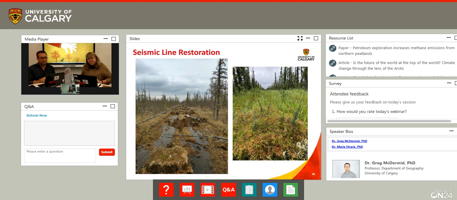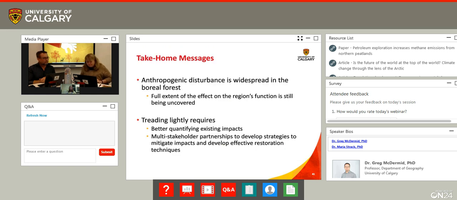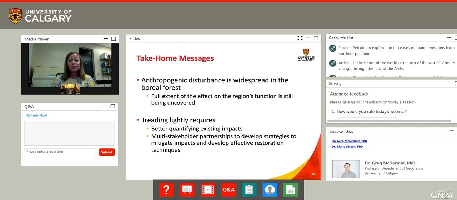So just to wrap up, and I know that there'll probably be a few more questions here, what are some of the take-home messages from some of the things we've talked about today? Well, I think we've shown that anthropogenic disturbance is fairly widespread in the boreal forest. And this extends beyond the traditional disturbances we might think of, like mines and forestry, to other types of widespread disturbances, such as seismic lines or well pads, for example.